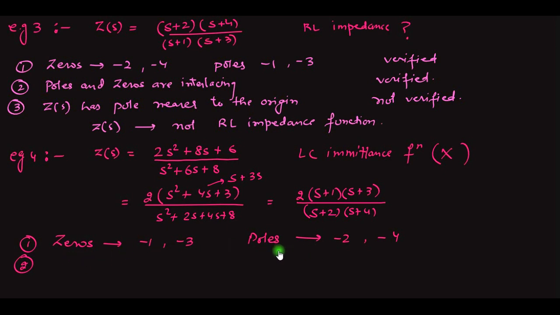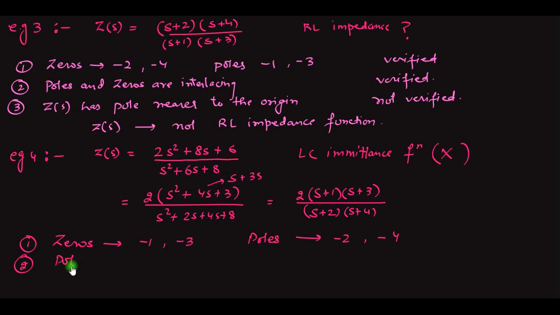Now I will check condition number 2, which says the poles and zeros should interlace each other. Let us see. We have -1 here. Then after -1, I have a pole. That is, after a zero, I have a pole. And after this pole, I have again a zero. And after this zero, I have a pole. That means the poles and zeros are interlacing.